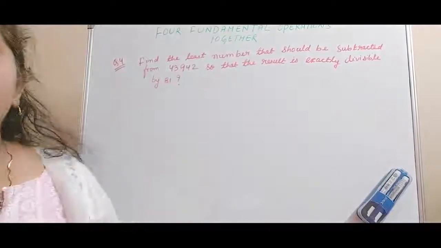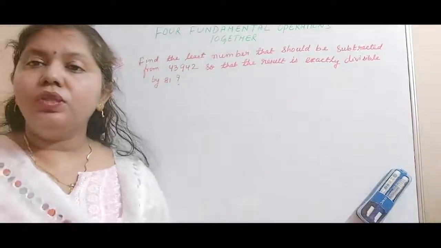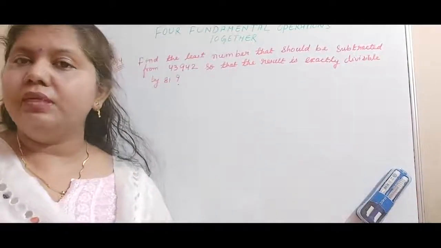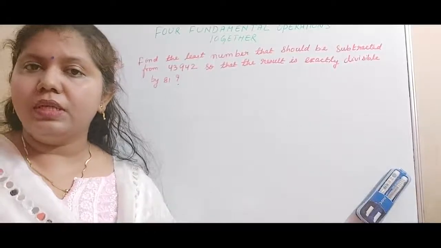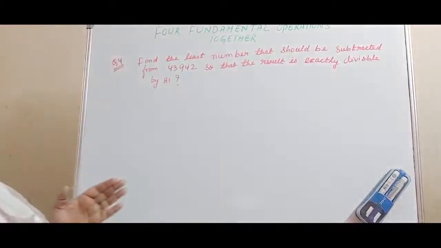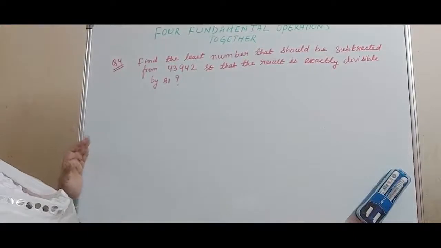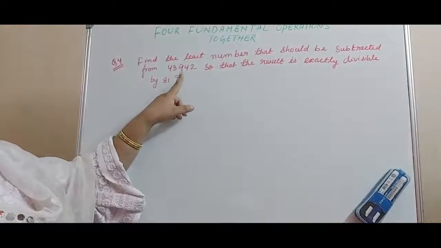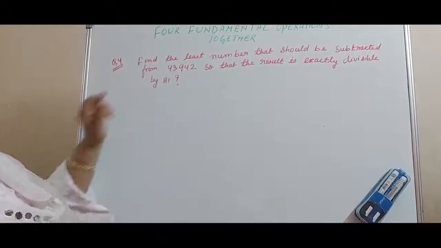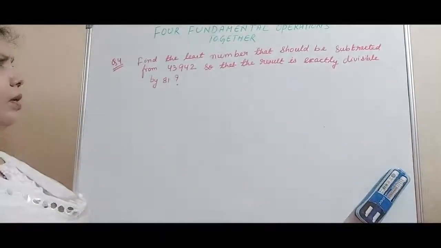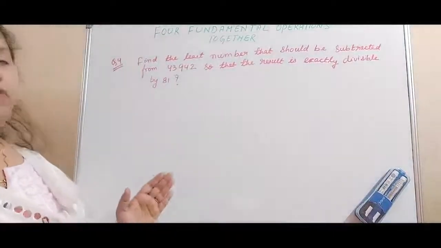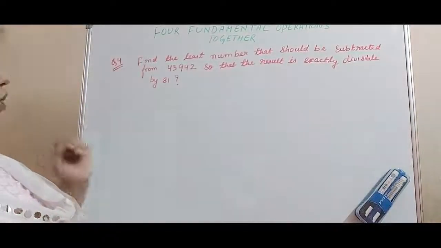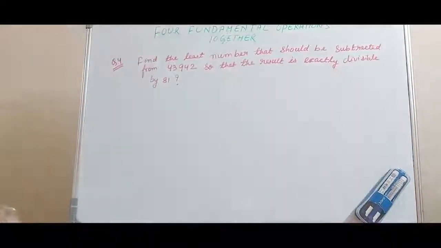Now moving on to question number 4. Question number 3, we have already done similar type of questions in our previous class. So we are going to do question number 4. Find the least number that should be subtracted from 43,942 so that the result is exactly divisible by 81. This means what? First of all, we have to do the division here.